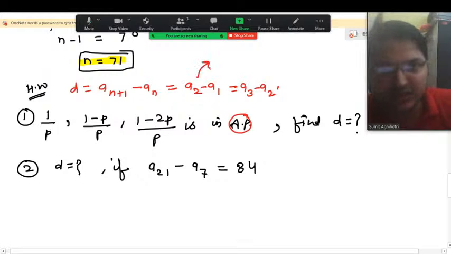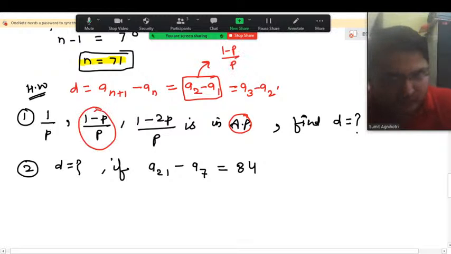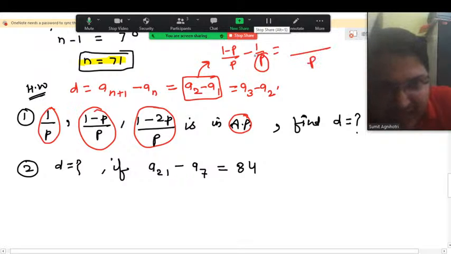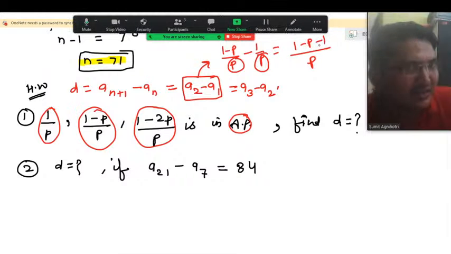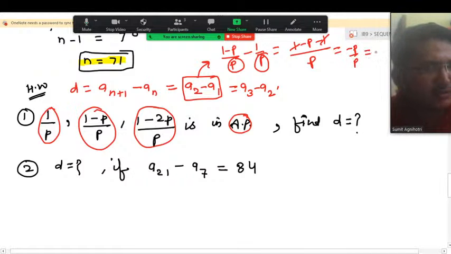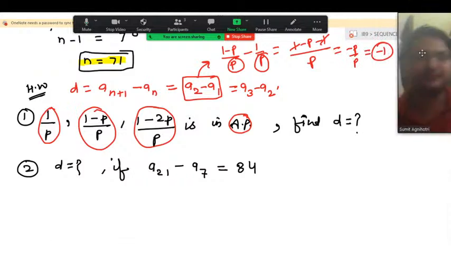Let's say I'm substituting a2 minus a1. That means I have (1 minus p) over p in the place of a2, and this is my a1, this is my a3 as the third term. This is a2 and 1 over p is a1, and I'm subtracting. We found that the denominator is the same, that's why we can directly subtract numerators, and we got minus p over p, and that is going to be minus 1, which is our common difference. Is it okay for you? Common difference is minus 1 over here.